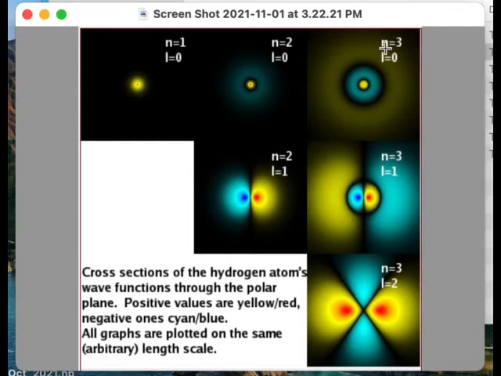Here's the case for n equals 3, principal quantum number 3, L equals 0. So again, it's spherically symmetric. It's a spherically symmetric wave, but it has two nodes. There are two radii where the electron wave function is 0. So, it has a peak followed by a node, followed by a trough, followed by another node, followed by another peak. And it's spherically symmetric.